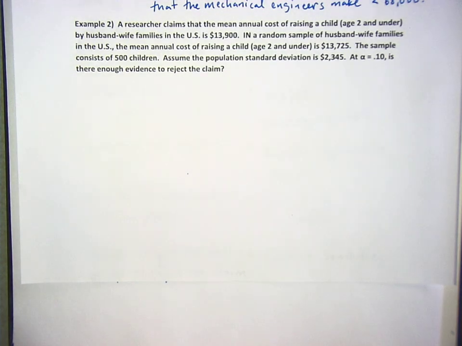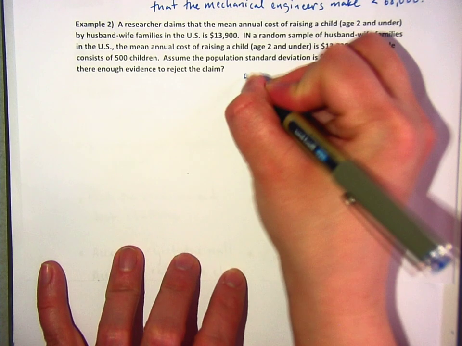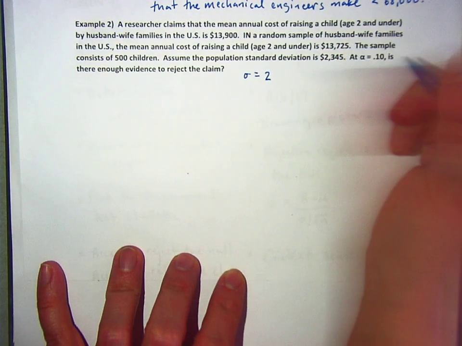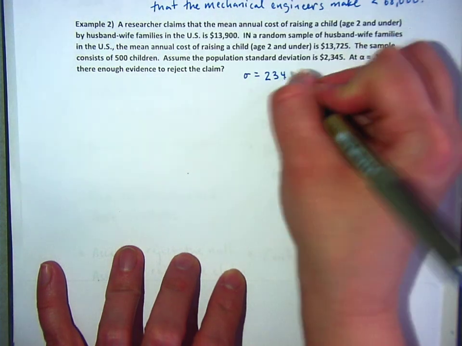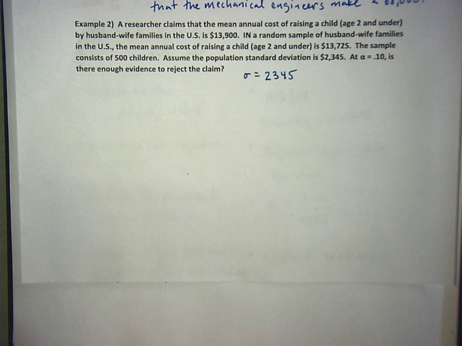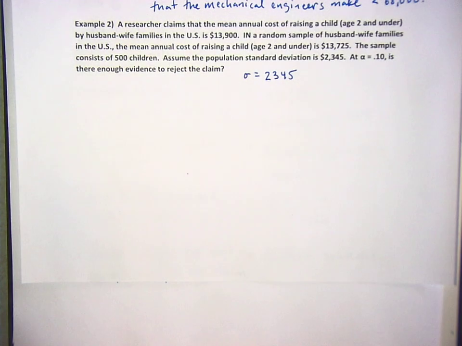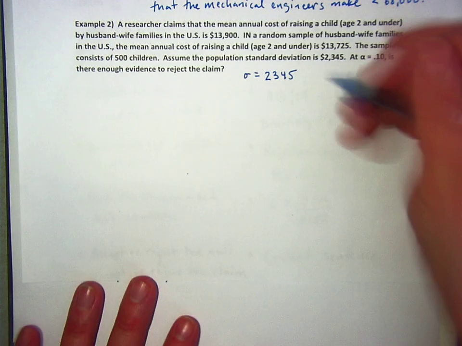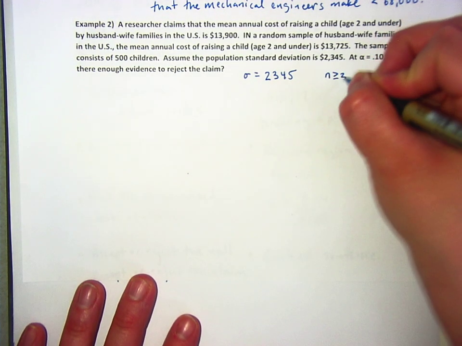Okay? So, tell me, what should I do first? Verify that standard deviation is known. Which it is. The population standard deviation, yep, I'm gonna write it down right there. Is it normally distributed? No, but it has n more than 30. So n is greater than or equal to 30, so we are good.